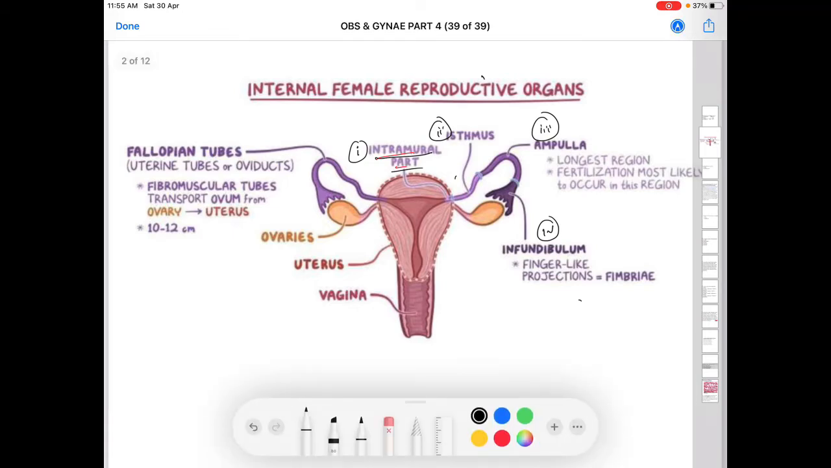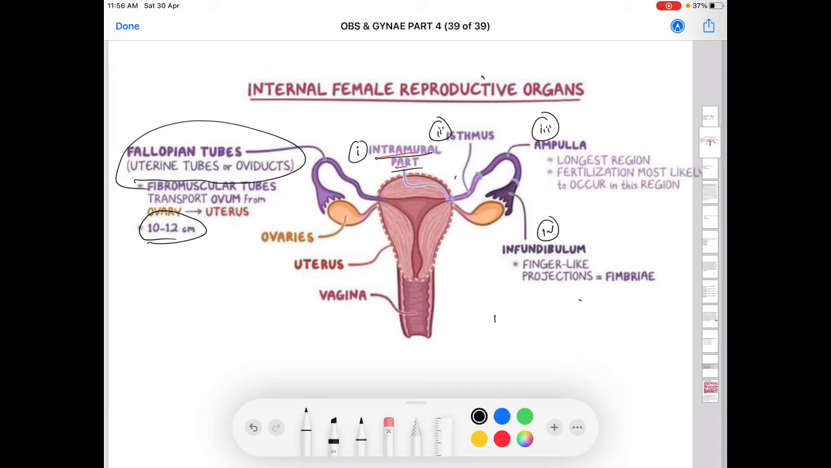The fallopian tube, please remember, is a site of fertilization, and it is also known as the uterine tube or oviduct. It is also a commonly asked question: oviduct is another name of what? It is the fallopian tube, a fibromuscular tube that transports the ovum from the ovary to the uterus. They also ask what is the length of the fallopian tube. It is 10 to 12 centimeters. And the various parts, as I've already told, are the intramural part, isthmus, ampulla, and the infundibulum.